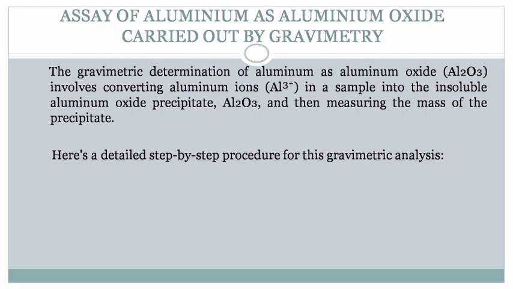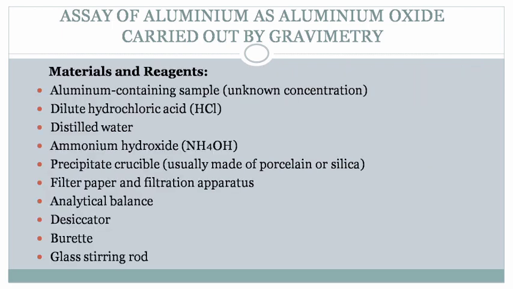Here's a detailed step-by-step procedure for this gravimetric analysis. Materials and reagents used. Aluminum containing sample, unknown concentration. Dilute hydrochloric acid, HCl. Distilled water. Ammonium hydroxide, NH4OH. Precipitate crucible, usually made of porcelain or silica. Filter paper and filtration apparatus. Analytical balance. Desiccator. Burette. Glass stirring rod.